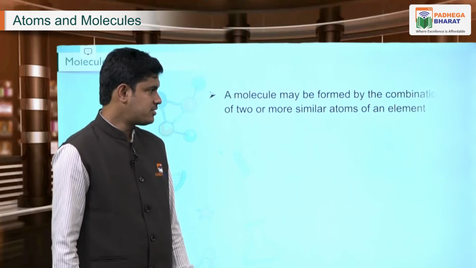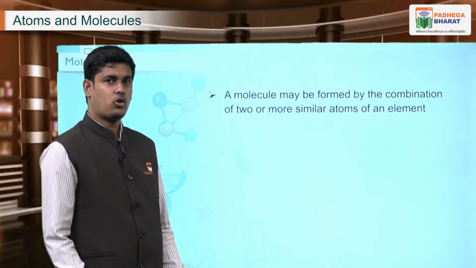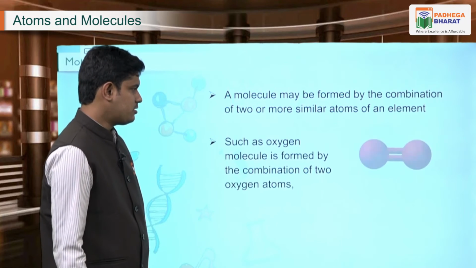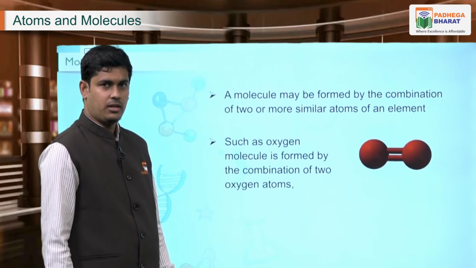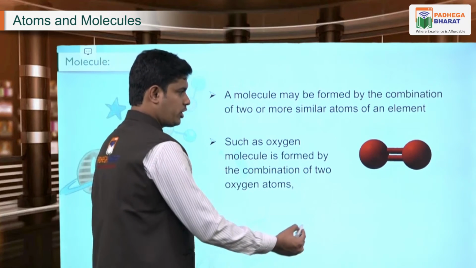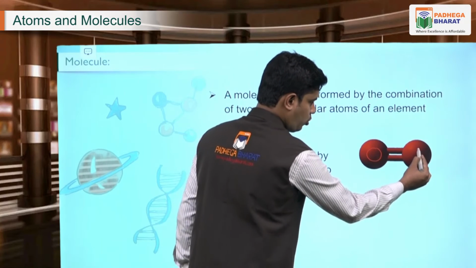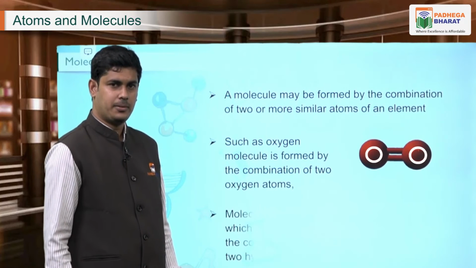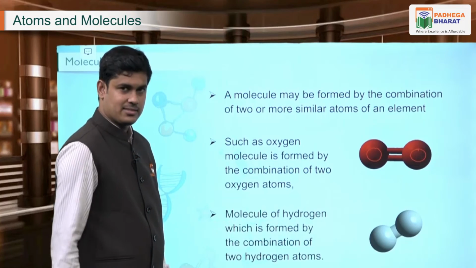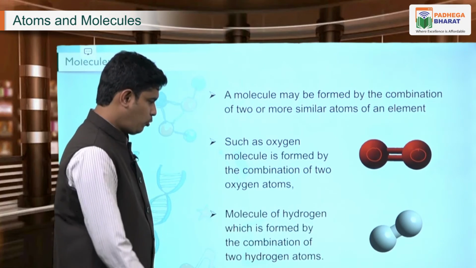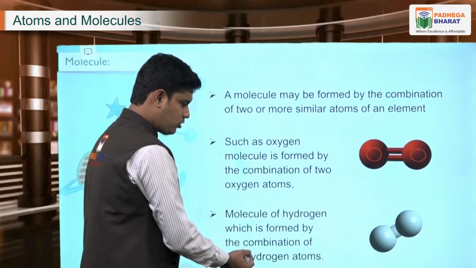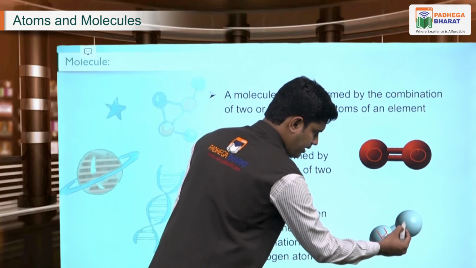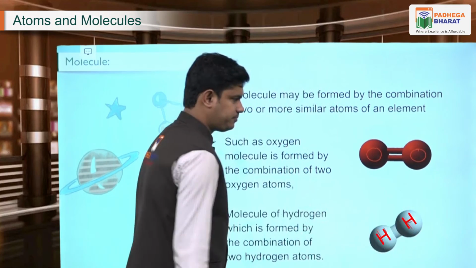Moving ahead, we will see a molecule may be formed by the combination of two or more atoms. That means, if we consider oxygen as a molecule, this oxygen molecule is actually comprised of two oxygen atoms. Similarly, let us take the example of H2 gas, that is dihydrogen. The molecule of hydrogen is formed by the combination of two hydrogen atoms. So, here is one hydrogen atom and here is another hydrogen atom.